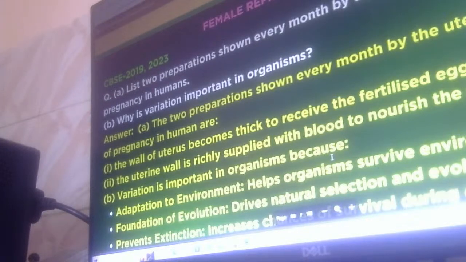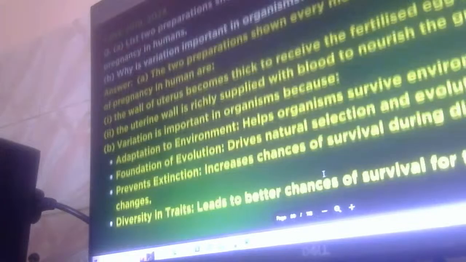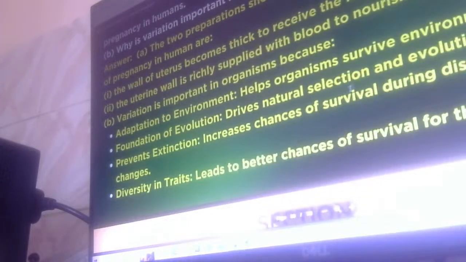Nutrient wall is freshly supplied with blood to nourish the growing embryo. Adapt to environment. Helps organisms survive environmental change. Foundation of evolution. Charles Darwin, Darwin's theory of evolution. Prevents extinction. So if you say evolution, just say prevents extinction as well. Both. You say for and then you say the opposite.